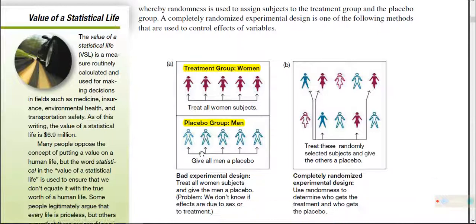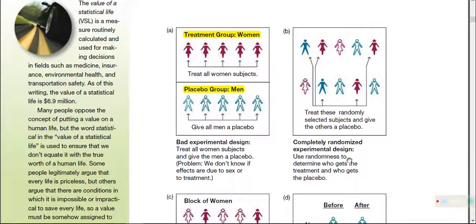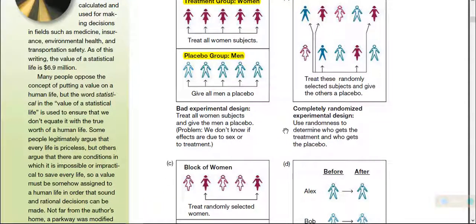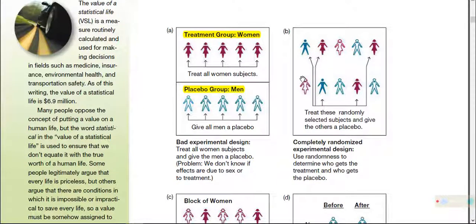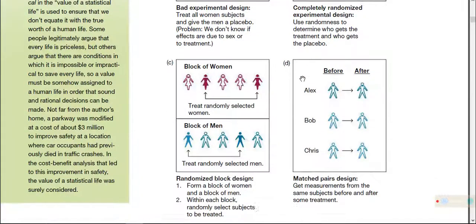Okay. Next, punta tayo dito sa B. Completely randomized experimental design. Use randomness to determine who gets the treatment and who gets the placebo. So, random talaga siya. Pwedeng mapunta sa babae, pwedeng mapunta sa lalaki. Pwedeng mapunta sa babae yung treatment, pwedeng mapunta sa lalaki yung treatment. Fair. Everyone who were included in the sampling frame have equal chances of being selected as a respondent for the treatment. Ganon din sa placebo.